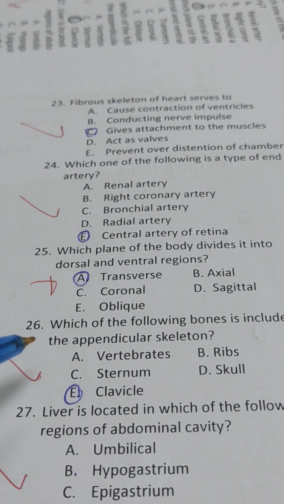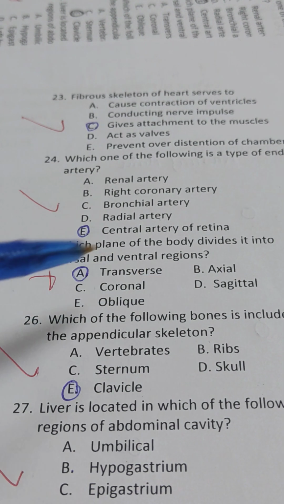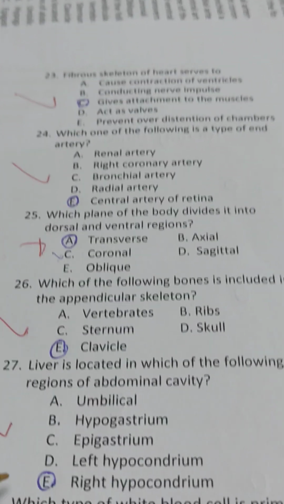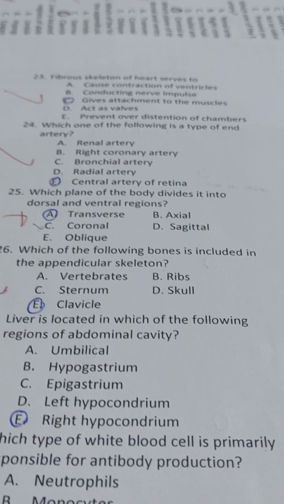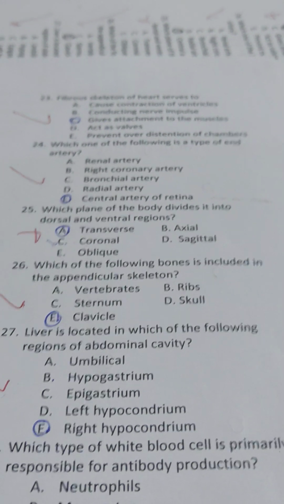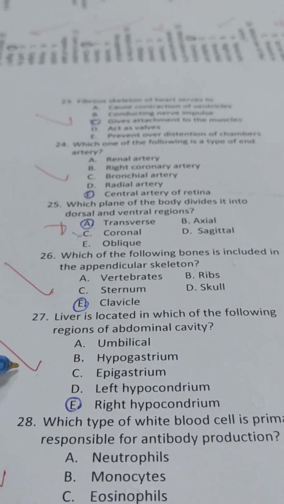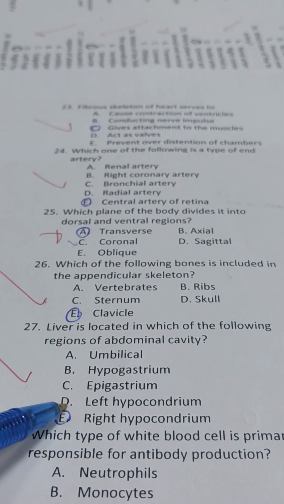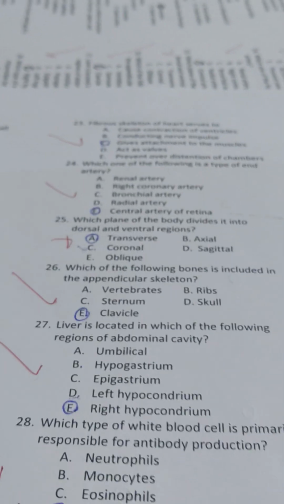Which plane of the body divides it into dorsal and ventral regions? So the coronal plane divides the body into dorsal and ventral regions. Which of the following bones is included in the appendicular skeleton? So the clavicle is included in the appendicular skeleton. The liver is located in which of the following regions of the abdominal cavity? The liver is located in the right hypochondrium. So this is the correct answer.